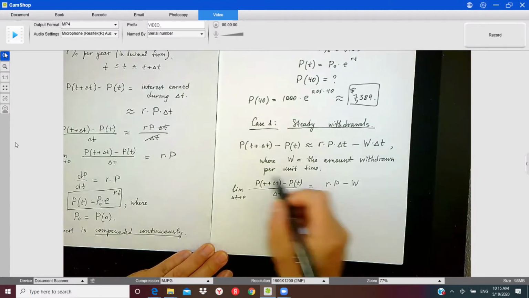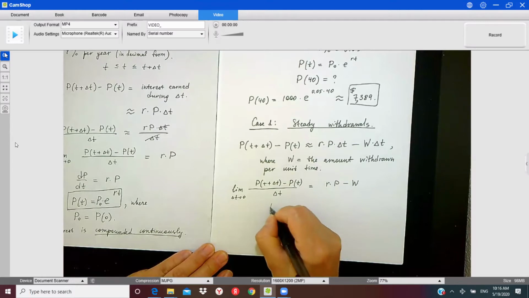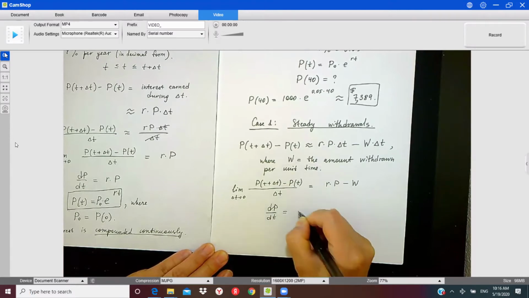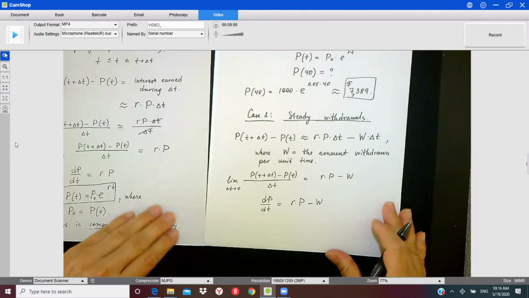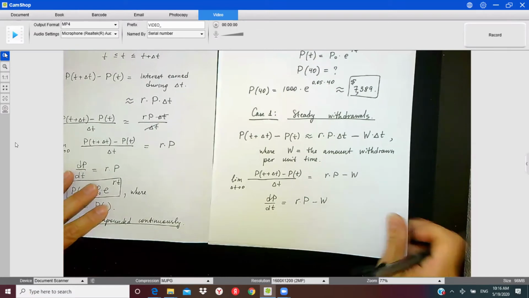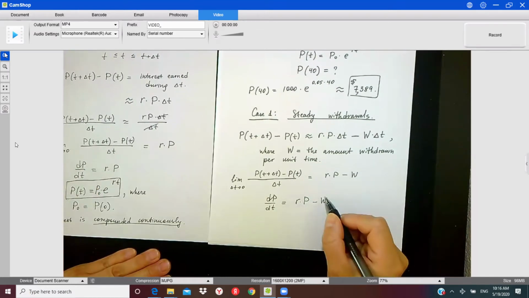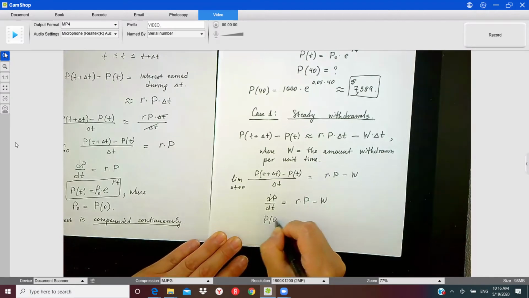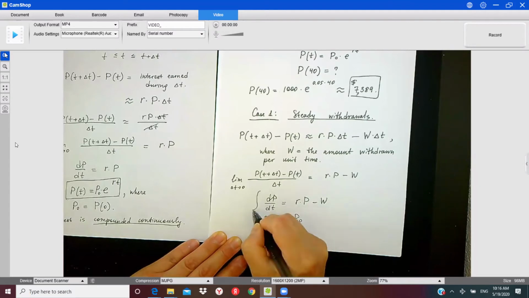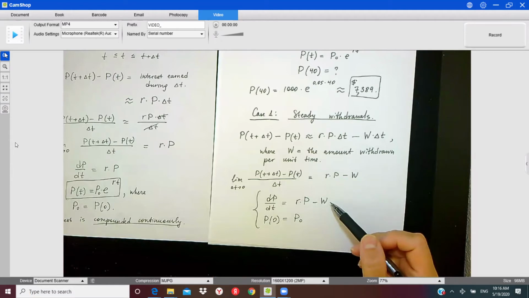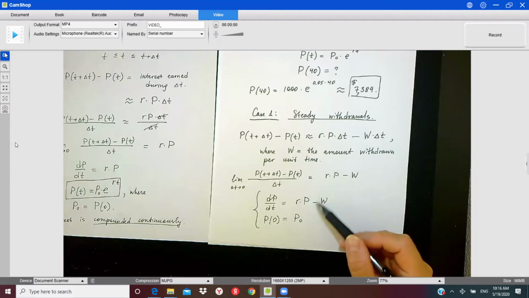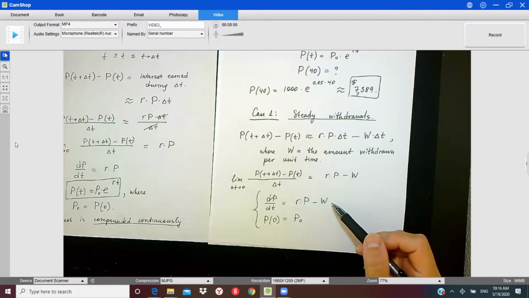So again, this is the limit definition of the derivative. We can replace this by dp/dt. On the right-hand side, we have constant r times p minus w. W is also constant. And of course, we also have p of 0 equals some p sub 0. So this is our new model that shows that we have withdrawals, steady withdrawals.